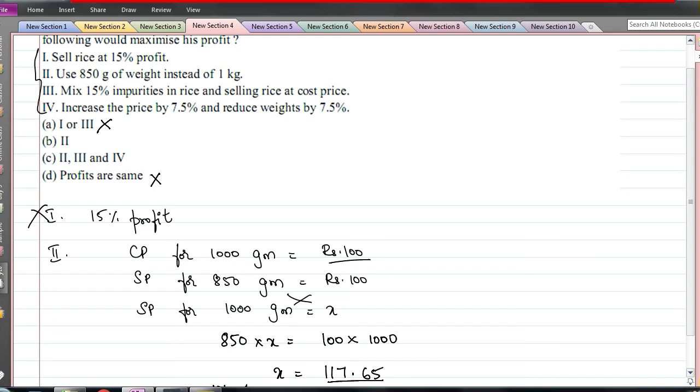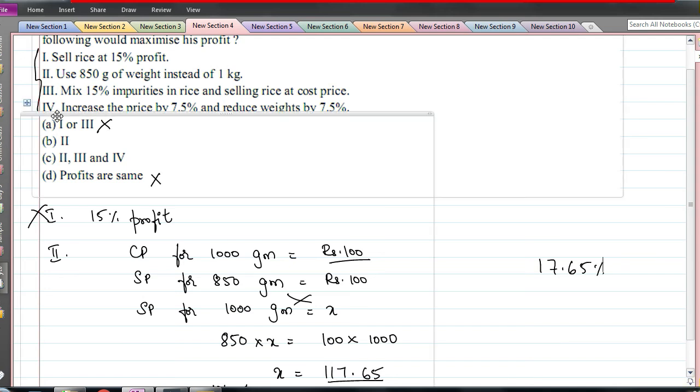So now let us see whether it is option B or option C. So option 2, what is the profit percentage? 17.65%. Now, option C is going to be your answer if this 3 and 4 both has 17.65% as the profit. Otherwise, then option B is going to be your answer. Now let us see the next one.